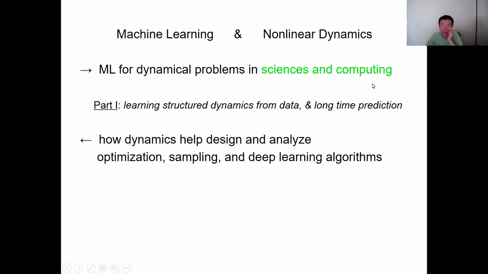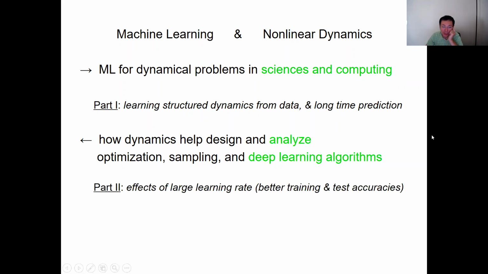There is also a backward direction where you can actually use dynamics. You basically go from the right to the left. You can use dynamics to help design and analyze optimization, sampling, and deep learning algorithms. So that's going to be part 2 of this talk. Again, this is a very big topic, so I'll only be giving one example. We will be analyzing deep learning algorithms, and in particular, I want to quantify some of the very interesting effects of something called a large learning rate. Roughly speaking, if you use a large learning rate, you will get better training and test accuracies when you do machine learning. But of course, this is something that needs to be quantified.